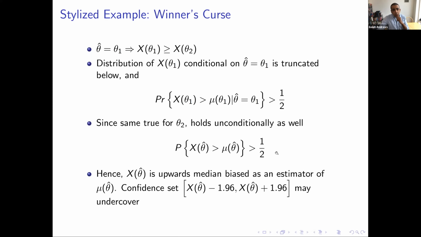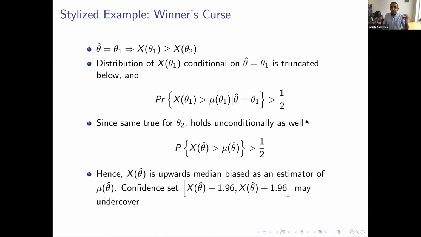In this setting, though, we run into a version of a winner's curse. Note in particular that theta hat is equal to theta 1 only if x theta 1 is greater than or equal to x theta 2. But this means the distribution of x theta 1, conditional on theta hat equals theta 1, is truncated below at the random truncation point x theta 2, which in turn means that the probability that x theta 1 overestimates mu theta 1, conditional on recommending treatment 1, is strictly greater than a half.